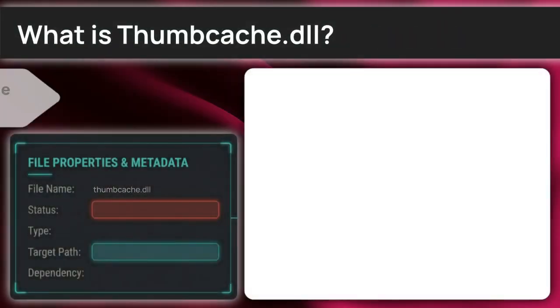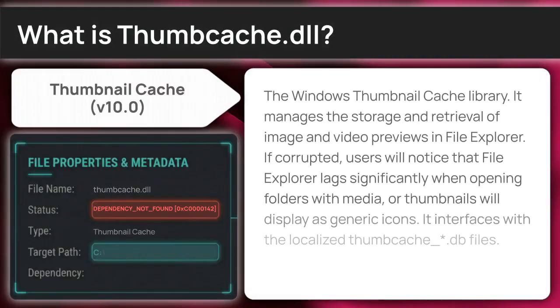This is the Thumbnail Cache Library, the Windows Thumbnail Cache Library. It manages the storage and retrieval of image and video previews in File Explorer. If corrupted, users will notice that File Explorer lags significantly when opening folders with media, or thumbnails will display as generic icons. It interfaces with the localized Thumbcache.dll files. Let's transition to the solution, starting with the official Microsoft redistributable.